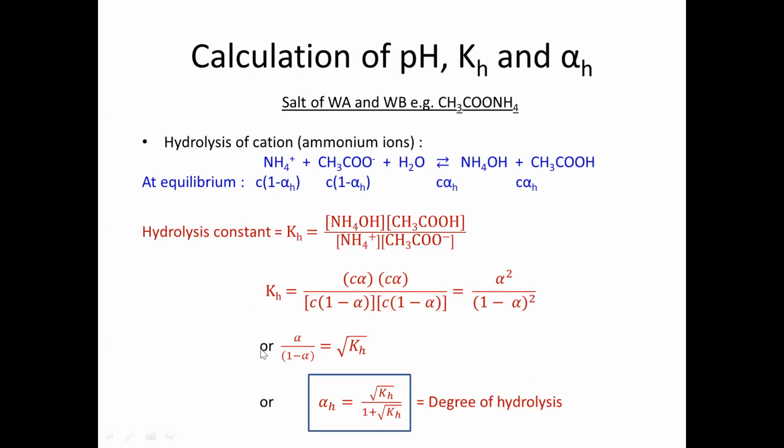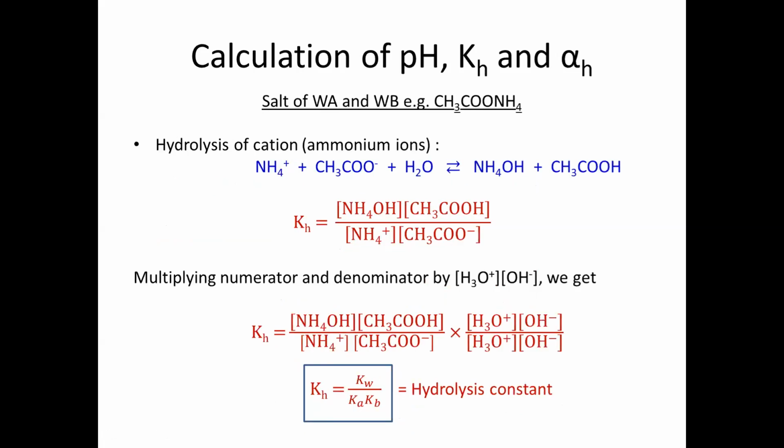So to find the expression for the degree of hydrolysis, we rearrange this equation as alpha upon 1 minus alpha is equal to under root of Kh. And on rearranging, we get alpha h is equal to under root of Kh upon 1 plus under root of Kh. So this is our expression to calculate the degree of hydrolysis.